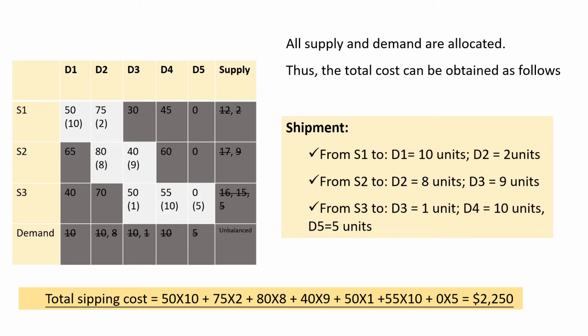And let's interpret the table. From S1, 10 items go to D1 and 2 items go to D2. From S2, 8 items go to D2 and 9 items go to D3. From S3, 1 item goes to D3, 10 items go to D4, and 5 items go to D5. That is a dummy variable. Actually, this will not happen because there is no transportation from the dummy variable. The dummy variable is just entered for the purpose of calculation.